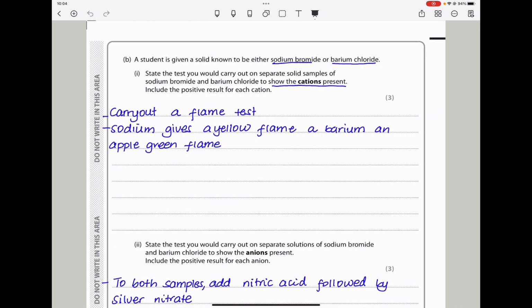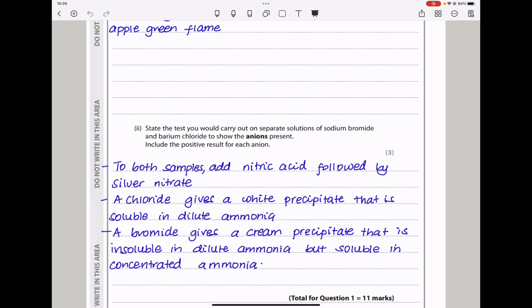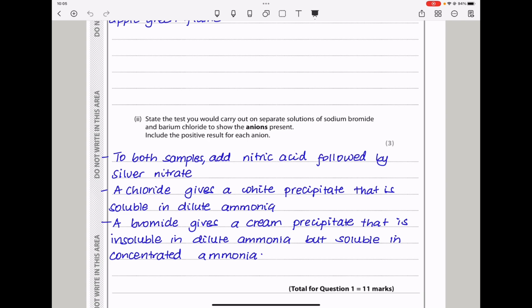Moving on. In part B, a student is given a solid known to be either sodium bromide or barium chloride. State the test you would carry out on separate solid samples of sodium bromide and barium chloride to show the cations present. Include the positive result for each cation. So here the cations are either sodium or barium. So we can do a flame test for both. You carry out a flame test, sodium is going to give a yellow flame and barium is going to give an apple green flame.